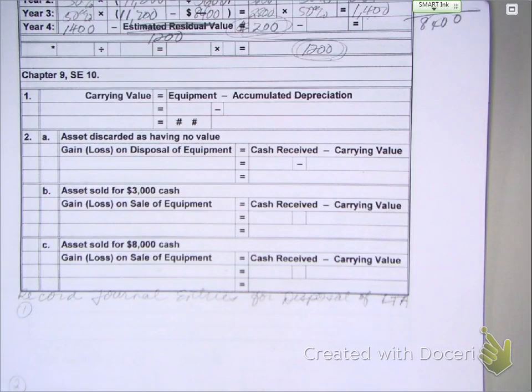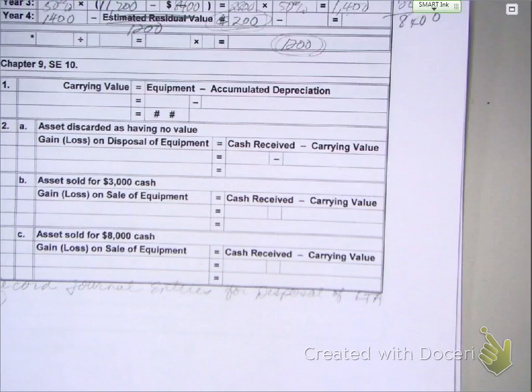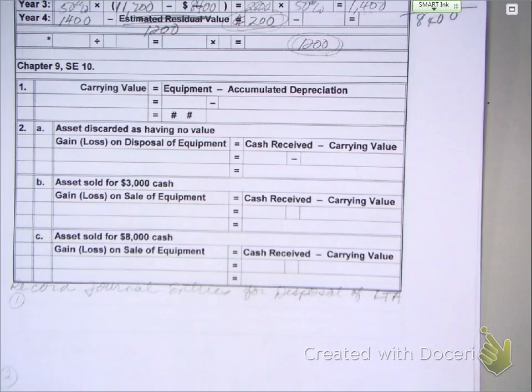So we discussed in class the disposal of long-term assets or plant assets. Now let's look at a problem associated with the disposal of plant assets, and let's look at it under three different scenarios. If we discard it as having no value in option one, and then we'll look at it as if we sold it for cash of a certain value, and then we'll look at it as if we're selling it for cash where we're gaining on the sale of that asset.